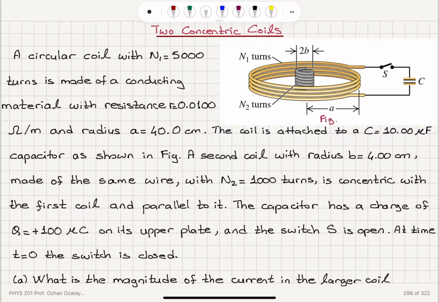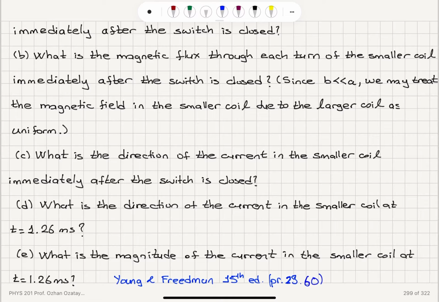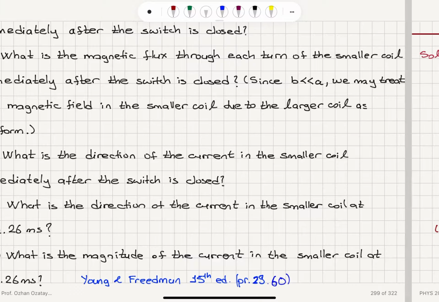That's this one. The capacitor has a charge of 100 microcoulombs on its upper plate and the switch S is open. So you can see the capacitor is connected to the larger coil. At time t is equal to 0, the switch is closed, so the capacitor will start discharging. There will be current flowing through this coil. Part A, what is the magnitude of the current in the larger coil immediately after the switch is closed?